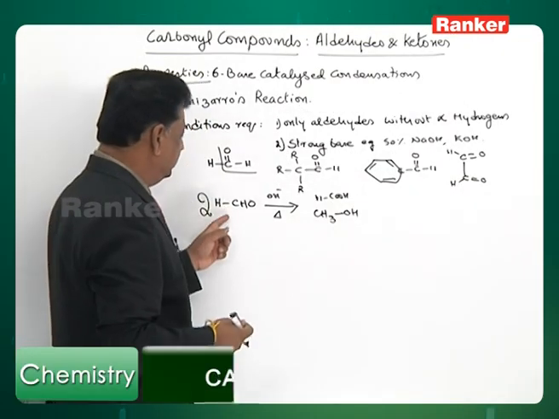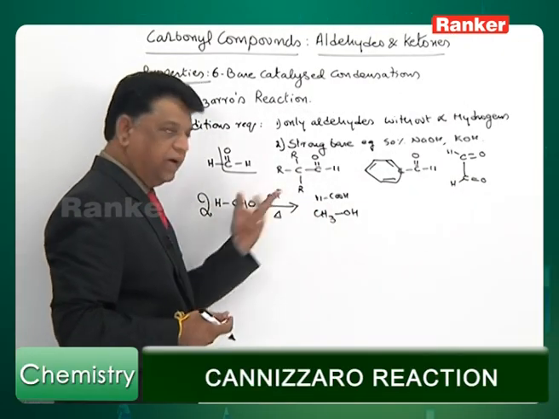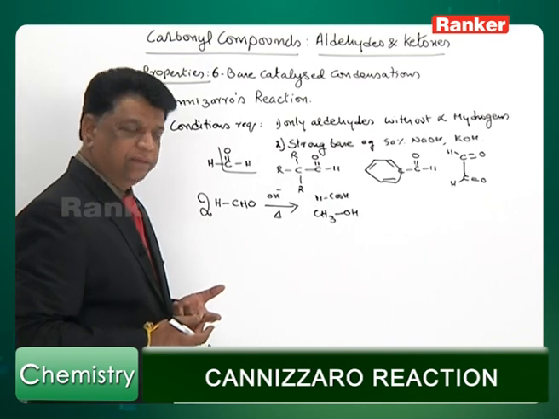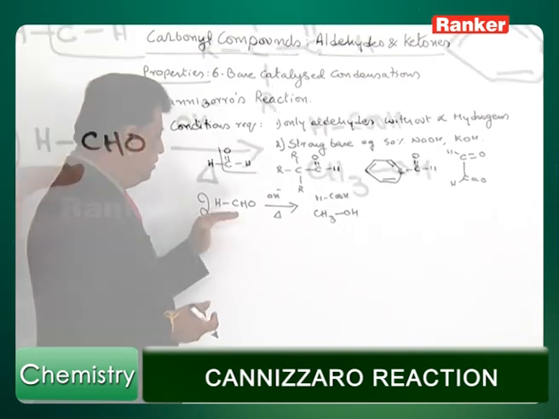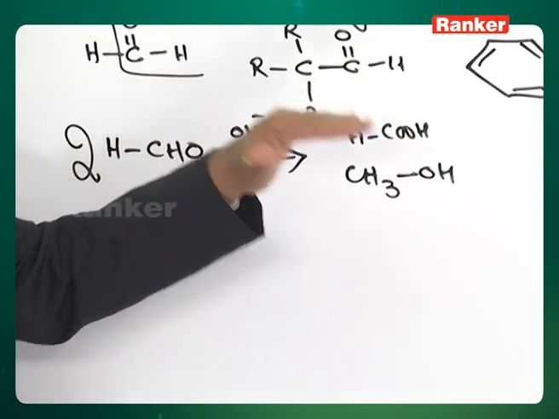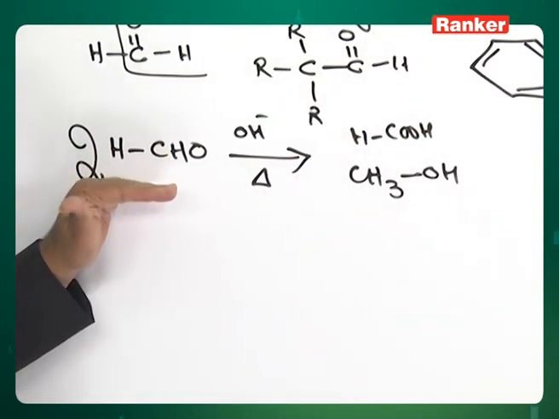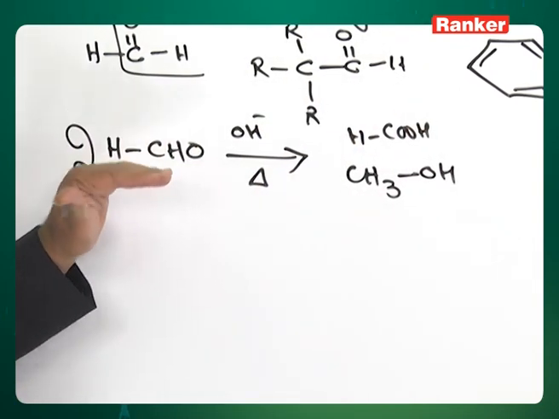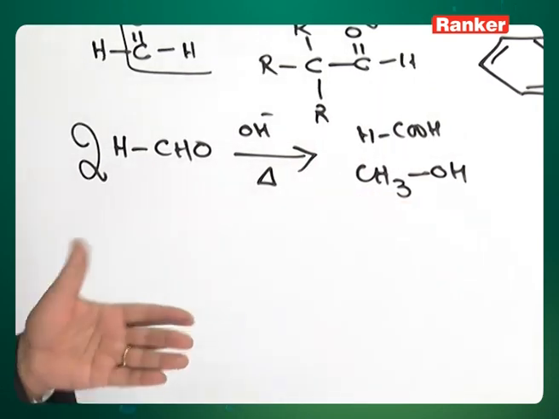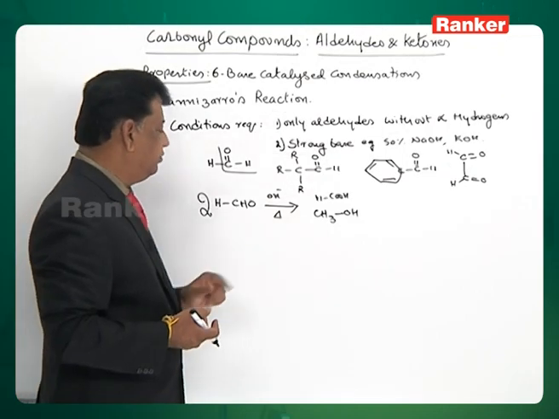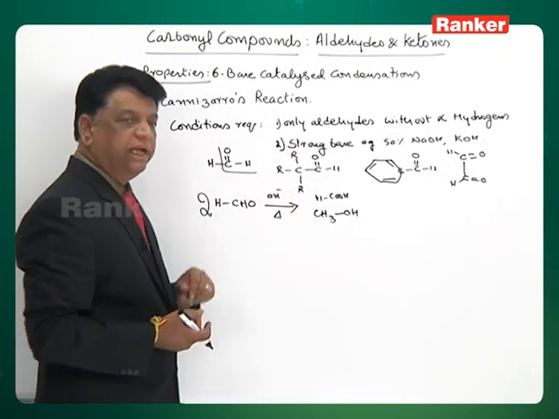So, one carbon aldehyde will become one carbon acid. The number of carbons will not increase or decrease. So, the one carbon aldehyde will be oxidized to the one carbon acid, that is formic acid. And formaldehyde is reduced to its alcohol, that is methanol. So, methanol and formic acid are formed.